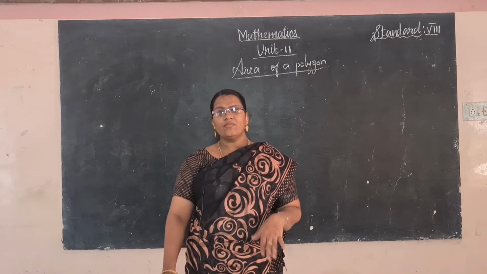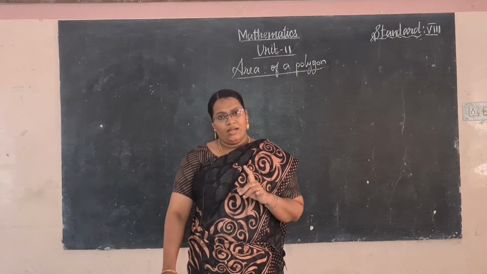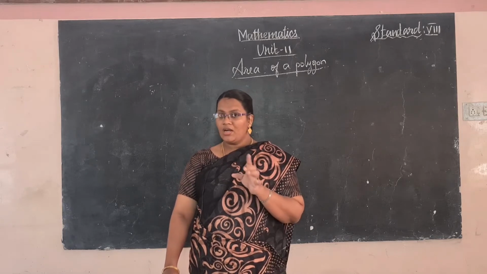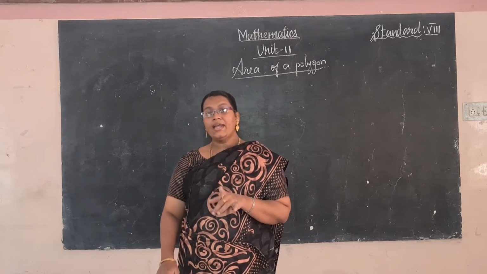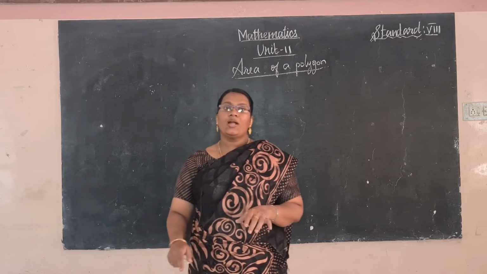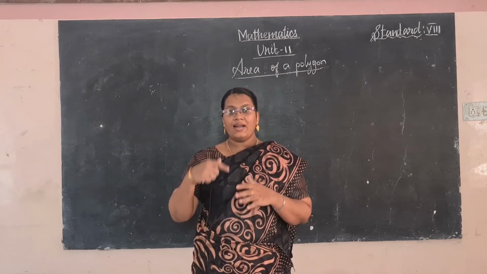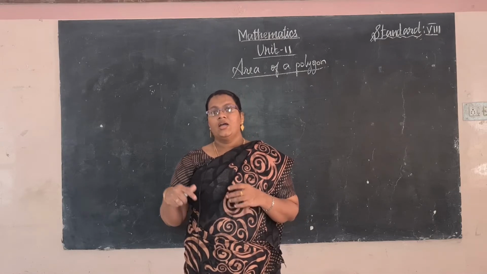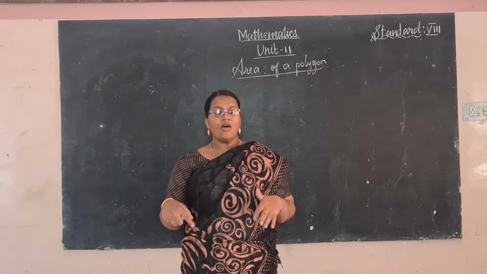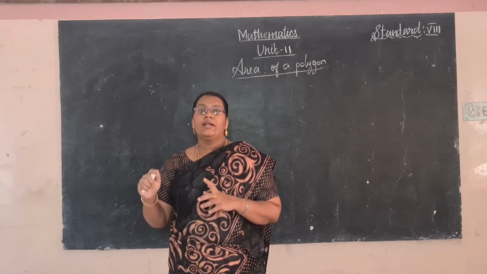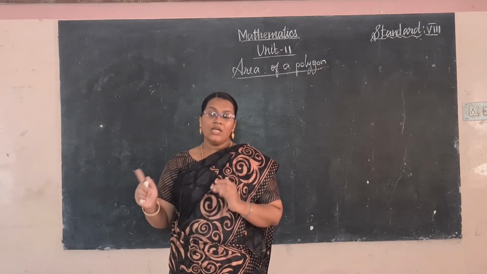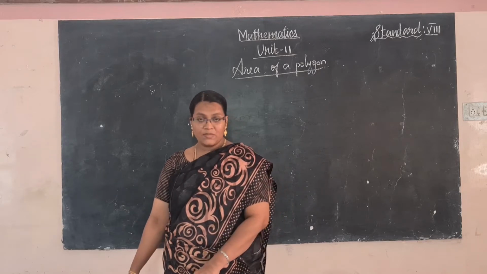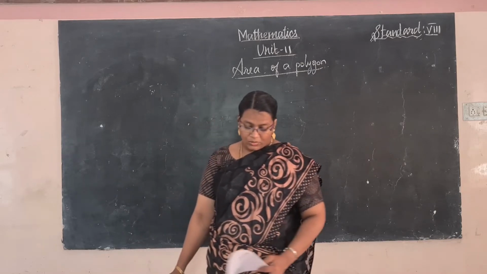Area of the trapezium is half into height into which one? The sum of the parallel sides, A plus B. So half into height into (A plus B) the whole, square units.